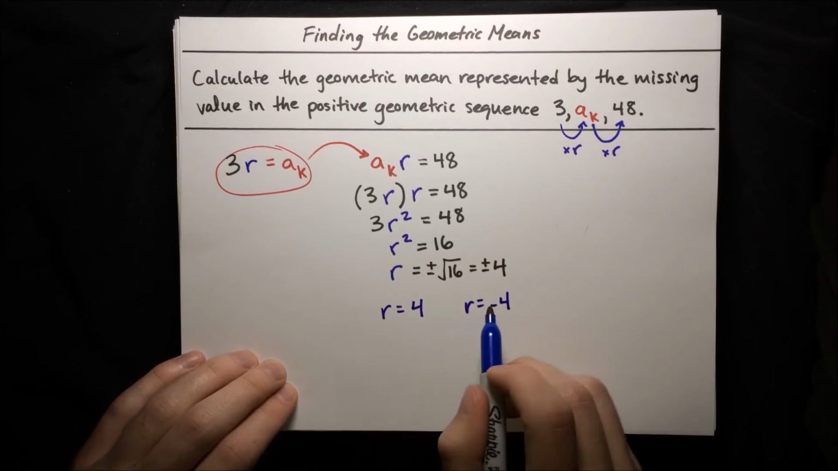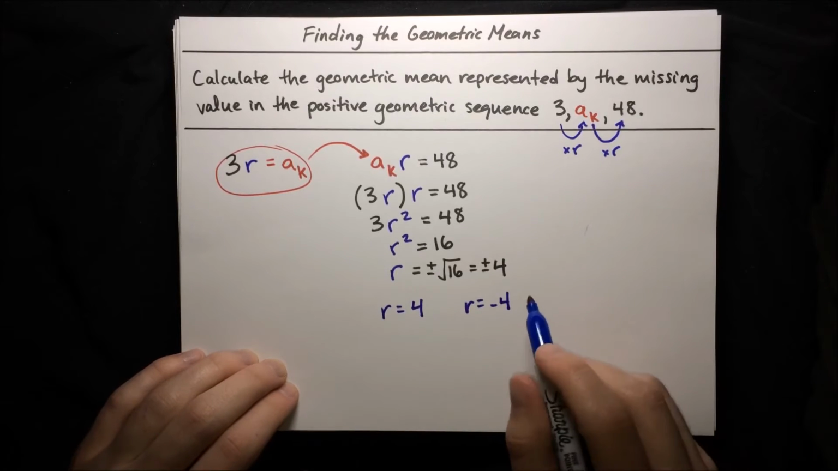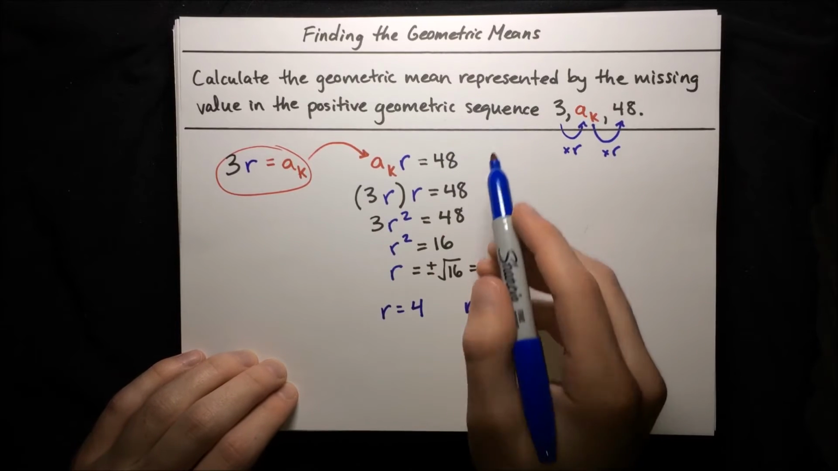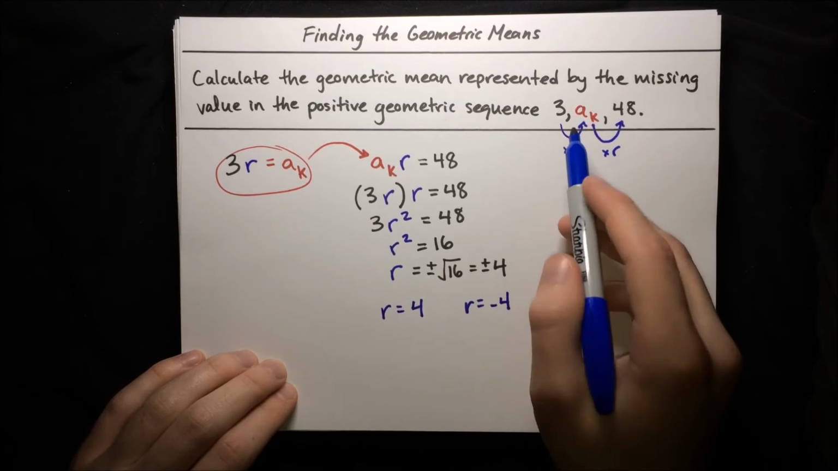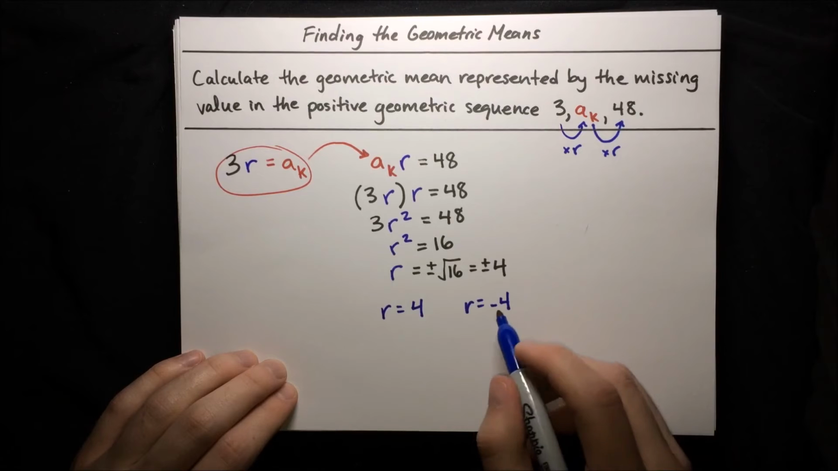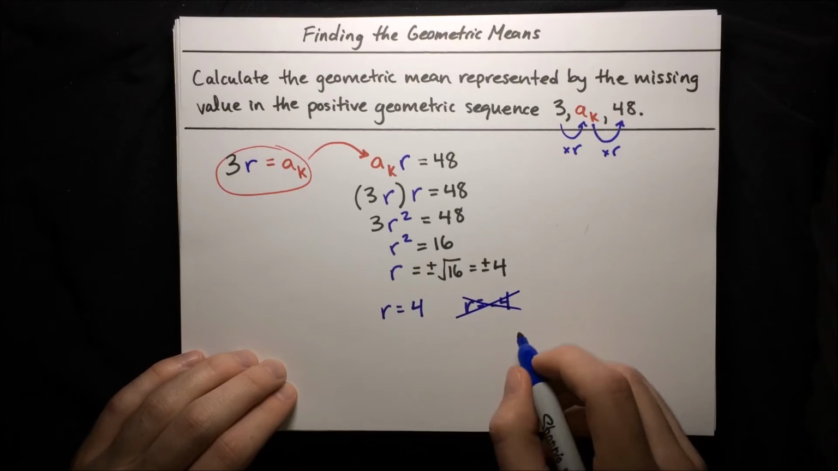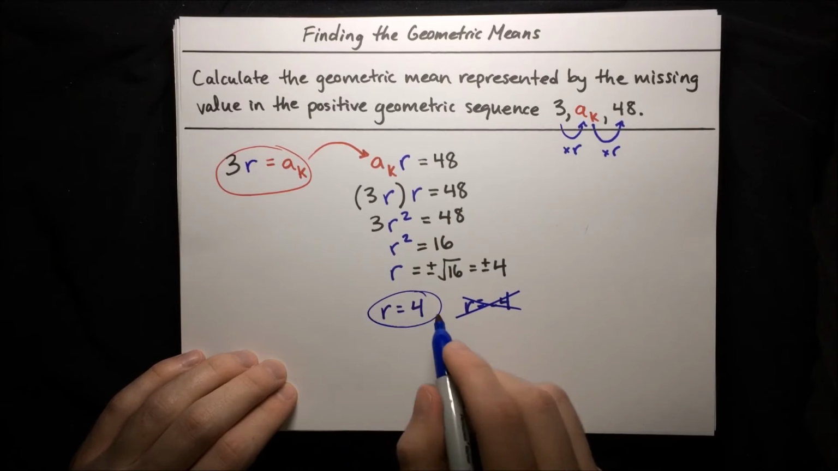And how can we tell which one represents this sequence here? Well, remember, it is a positive geometric sequence. So that means the common ratio also has to be positive. If it were negative, then the terms would be flipping back and forth between positive, negative, positive, because we'd be multiplying by a negative every time. So r can't be negative 4 since it's a positive sequence. r has to be 4.